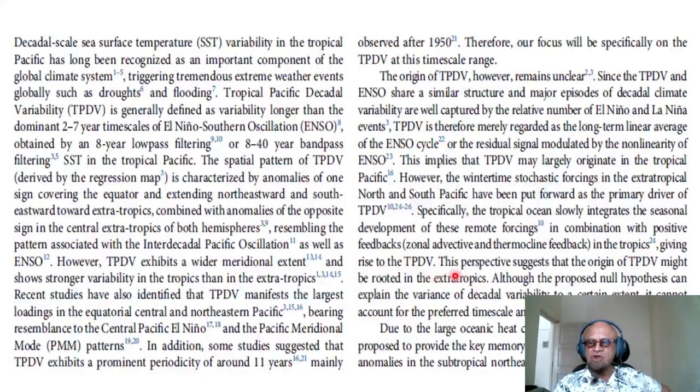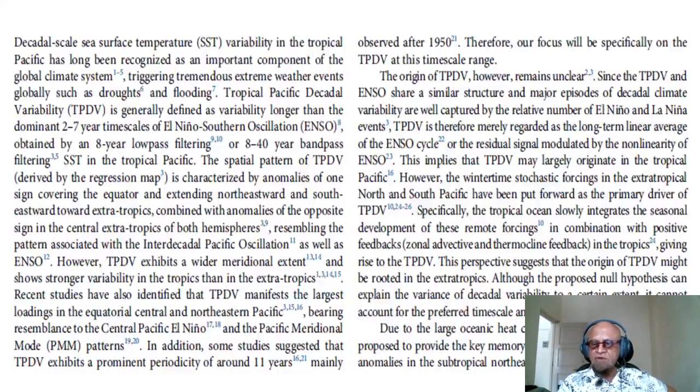Okay, so slow integration by the ocean, which basically is a slow component of the climate system, can give us TPDV with these zonal advective and thermocline feedbacks. We've discussed Bjerknes feedback. Zonal advective feedback is basically the warm front moving, and with that a lot of coupled interactions happening. This perspective suggests that the origin of TPDV might be rooted in the extratropics.